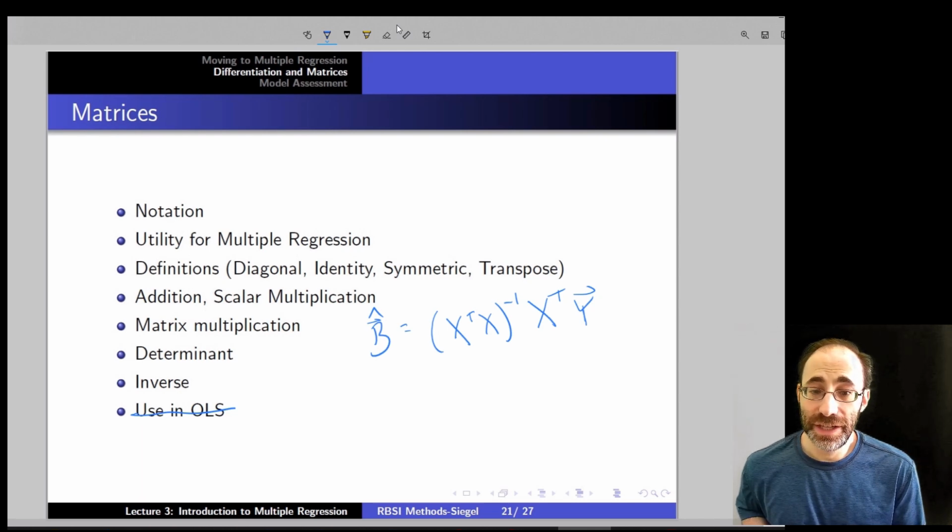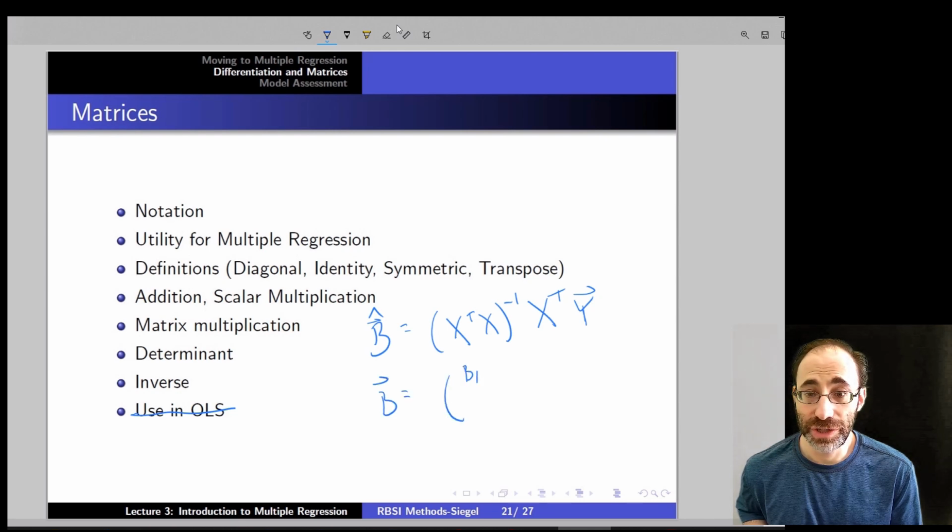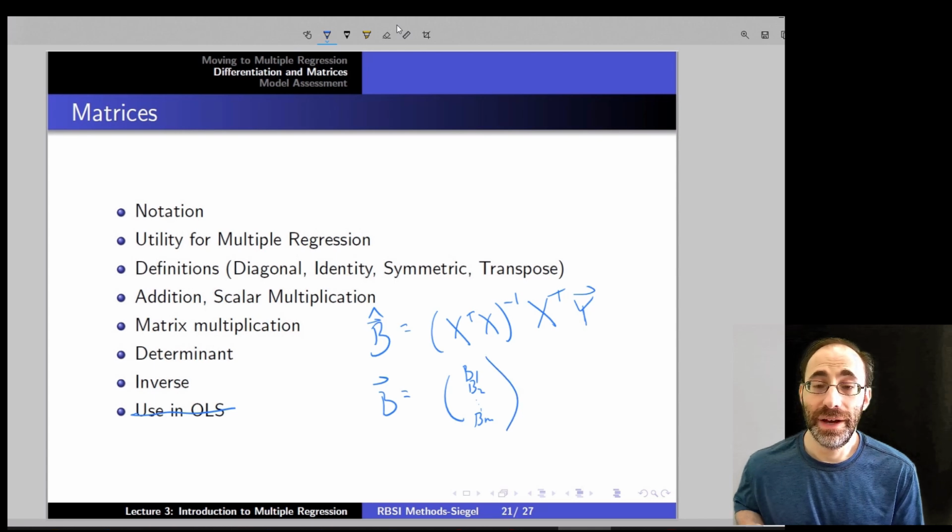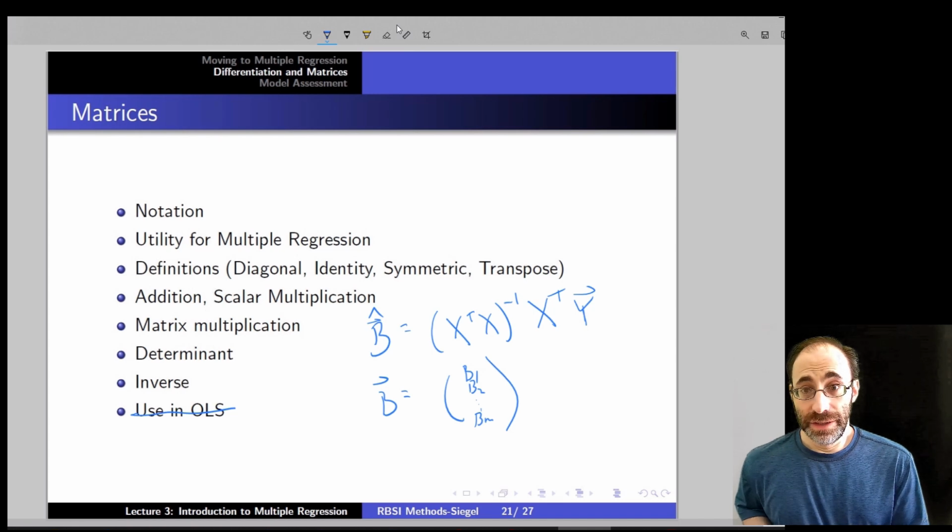What this will do is produce a vector beta in which the first element, beta 1, is the coefficient on your first independent variable, beta 2, and so on down to m, which is the coefficient on your mth independent variable. So that produces this.